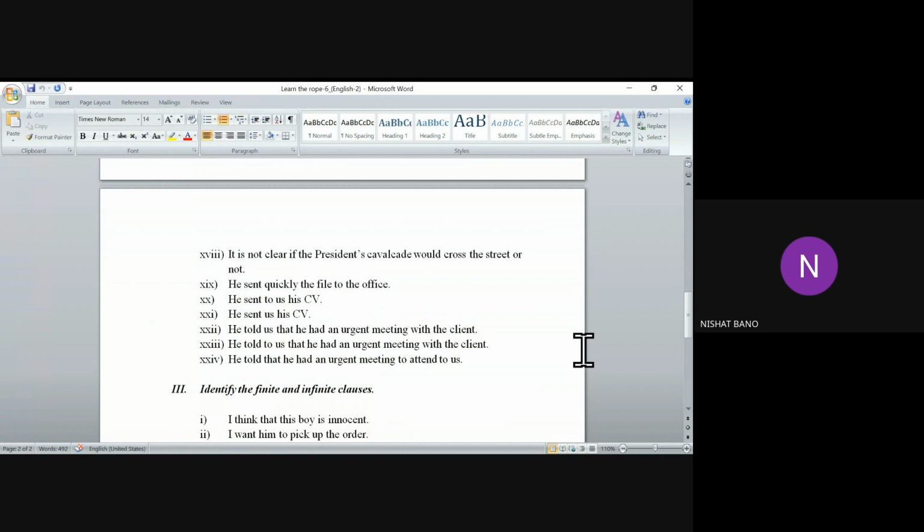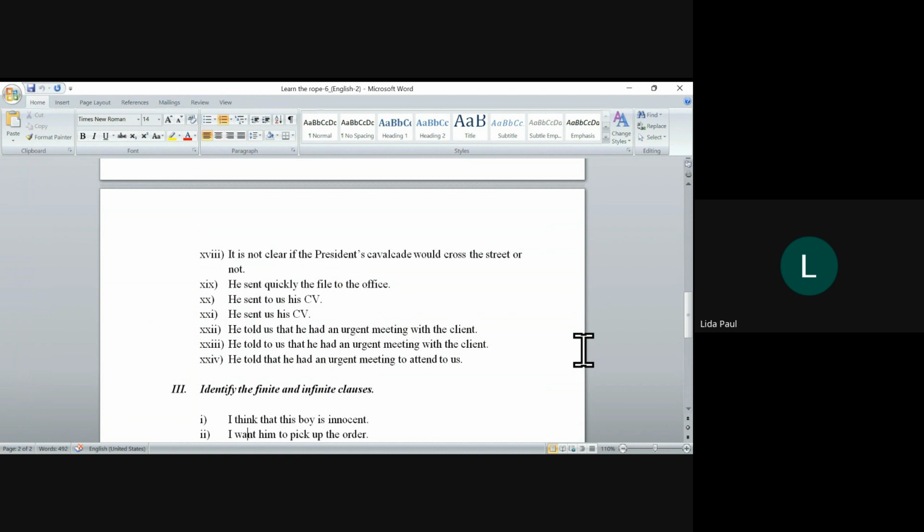Us is the direct object? No. Us is the indirect object, right? He told what? He told that he had an urgent meeting with the client. That's the direct object. To whom? To us, right? So that's the indirect object. So he told us that he had an urgent meeting with the client.